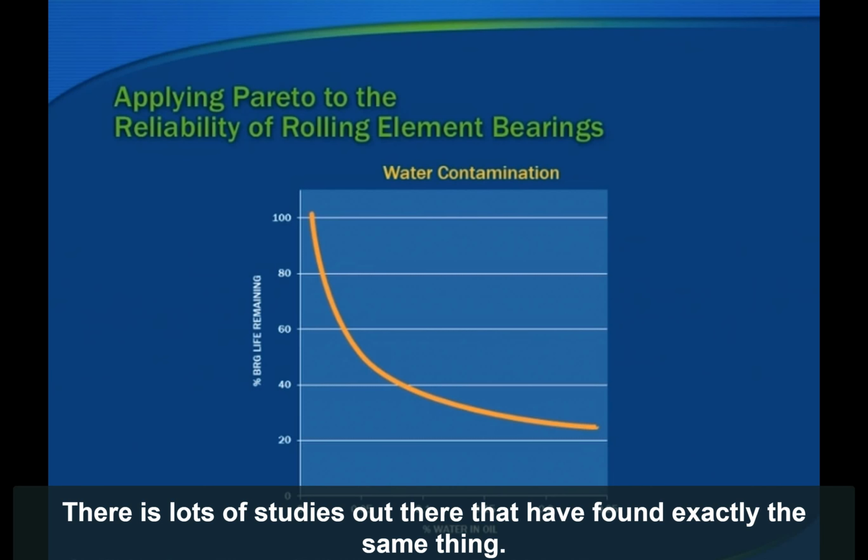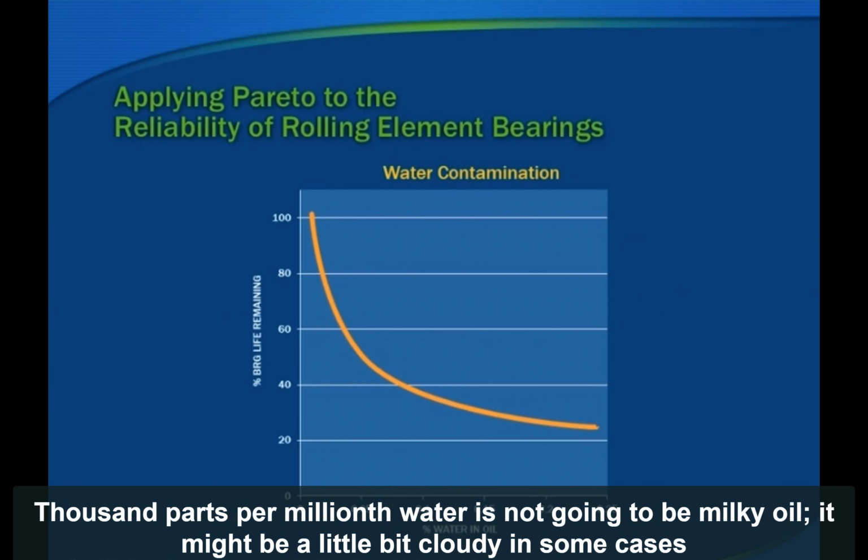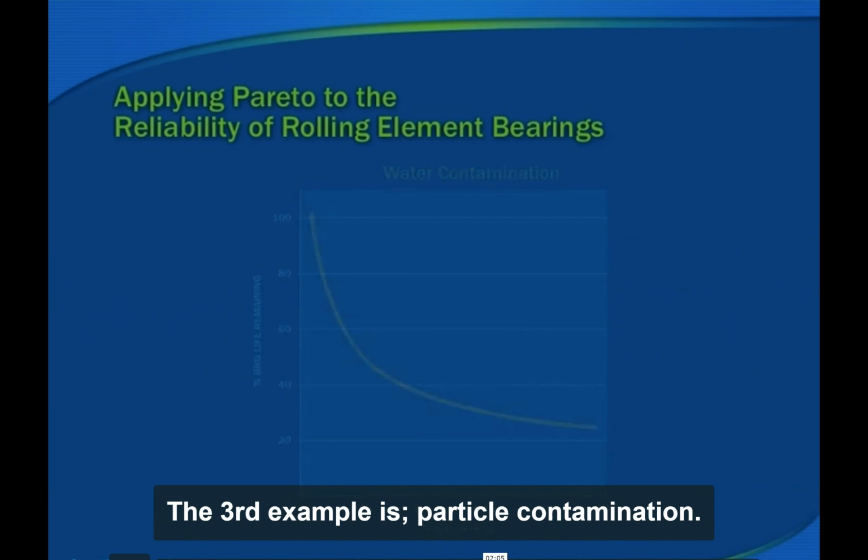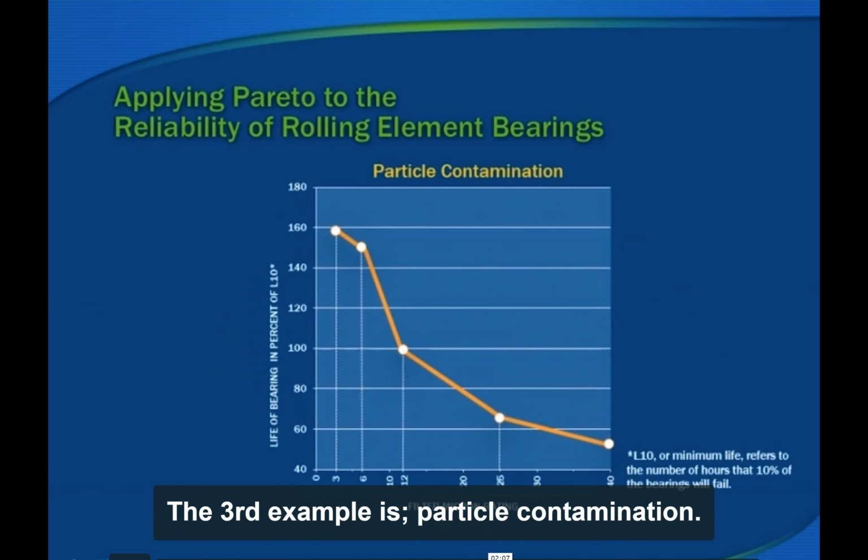There are lots of studies out there that have found exactly the same thing. Well, 1,000 parts per million water is not going to be milky oil. It might be a little bit cloudy oil in some cases. In other cases, you won't be able to see any change in the appearance of the oil. The third example is particle contamination.